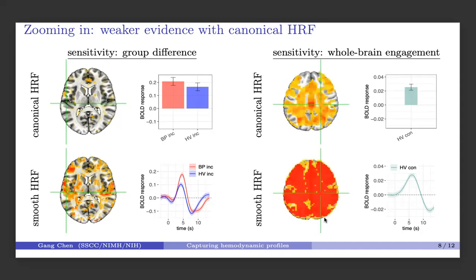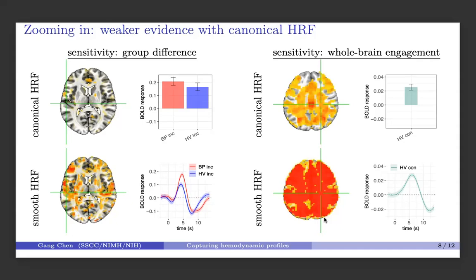You can see, for the canonical HRF, most of the brain regions have some evidence showing the presence of a hemodynamic response, but not all of them. But nevertheless, even the white matter, you can see where the green crosshair shows at that focal point, even the white matter shows some evidence for the presence of a hemodynamic response.